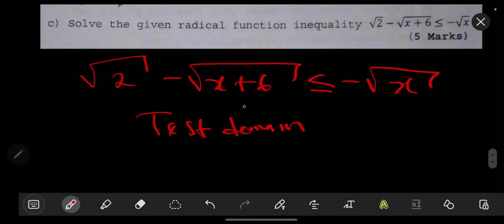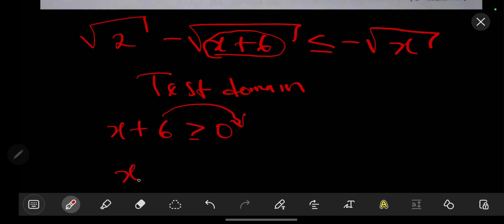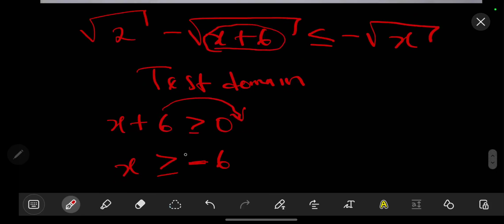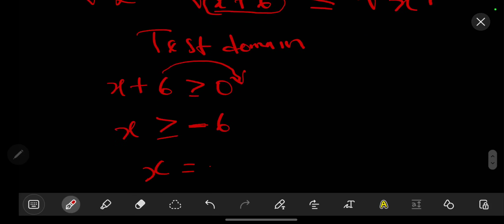So how you test the domain, we are going to set this greater than or equal to 0 since it's in a square root. So we are going to say 6 plus our x plus 6 should be greater than or equal to 0. You take the 6 there, you are going to have your x should be greater than or equal to a negative 6, like that. Then what you are going to have is that when you do that, you are going to test this value, put it there. So let's say our x is equal to negative 6.